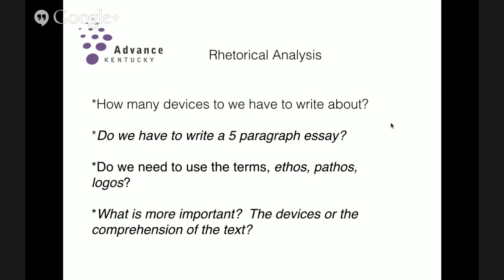So how many devices do we have to write about? There is no set number of devices that you have to talk about. What I tell students is when you're doing a rhetorical analysis question, if they tell you, you might want to look at diction, repetition, and shift, let's say those are the three they give you, then you might want to pay attention to those. But if for some reason diction and repetition really stand out to you and you do a really good job analyzing those two things, then that should be adequate.